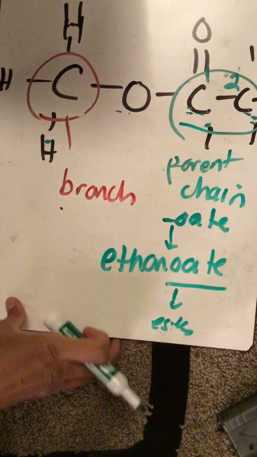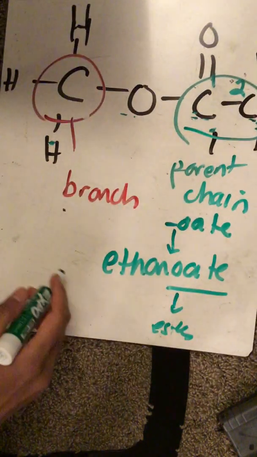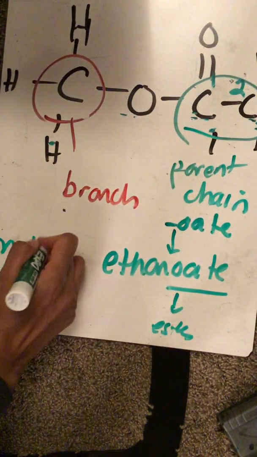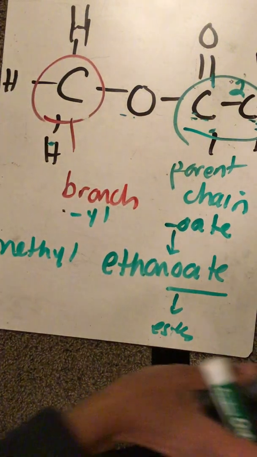Okay, so you just named the parent chain of the ester, and now you name the branch, and the branch is called methyl. So you name the branch with the yl, methyl ethanoate. Okay, we'll do another one, okay? So let's quickly do another one and make sure everybody understands this.